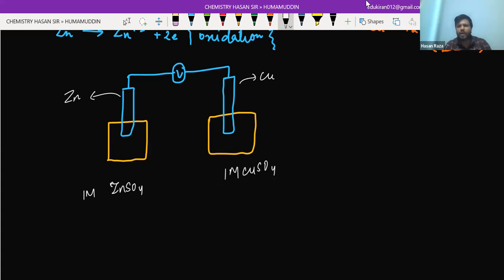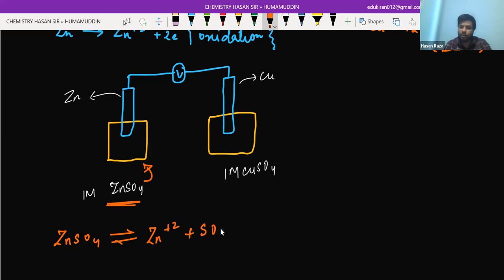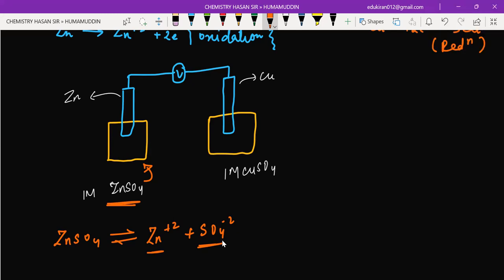Now see, what I told you, if ZnSO4 is present at one molarity in the solution, that means if you dissociate it, you will get Zn+2 plus SO4-2. Yes or no? This will be the concentration of ions in the left container. Yes, sir.